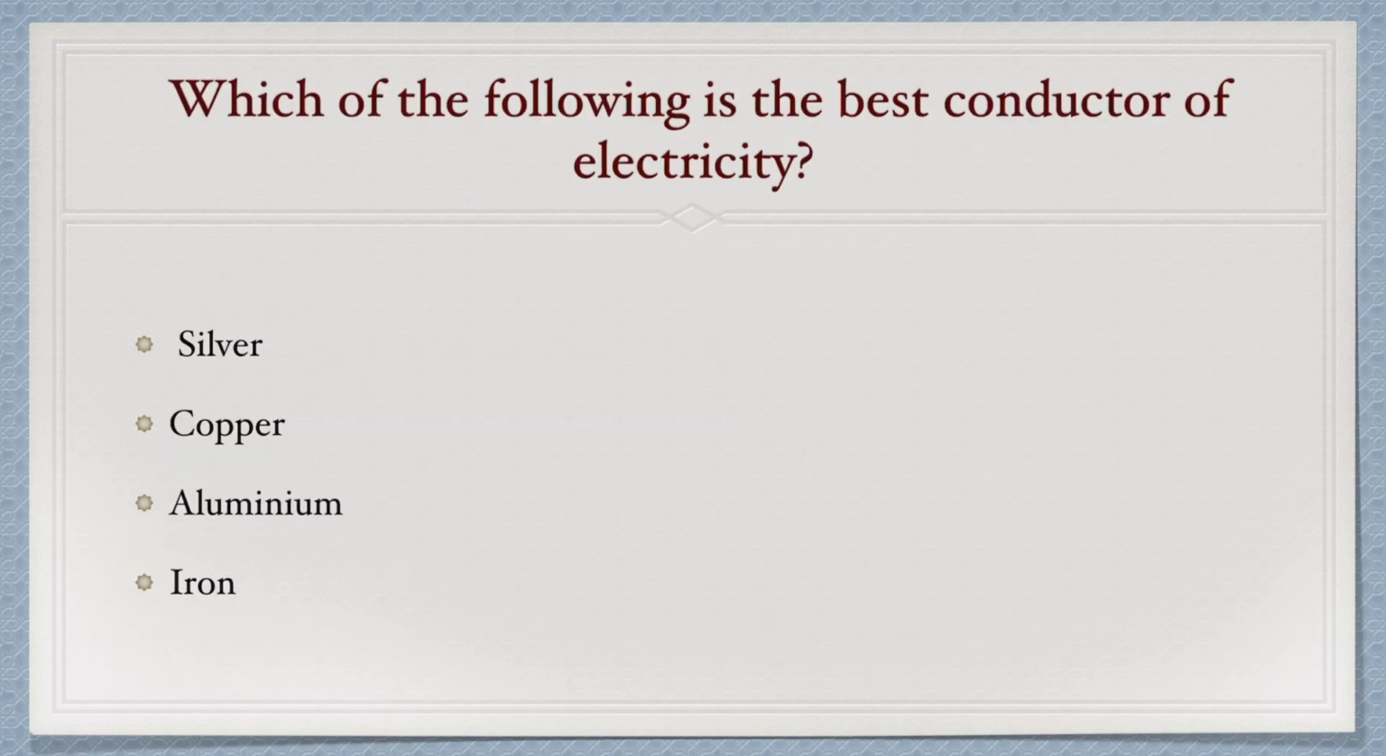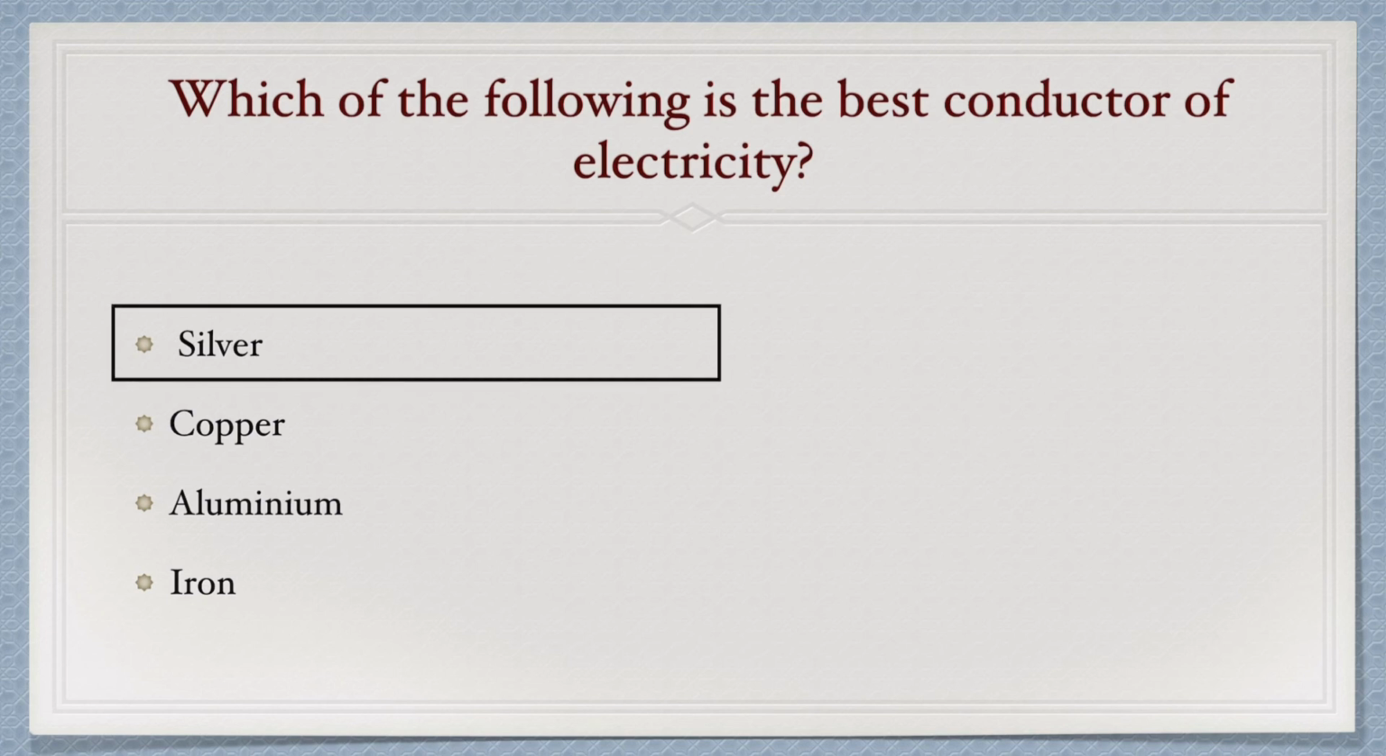Next question is: which of the following is the best conductor of electricity? So electrical conductivity is a measurement of the amount of electric current which a material can carry. So the best conductor is silver. So silver will be the best conductor of electricity.